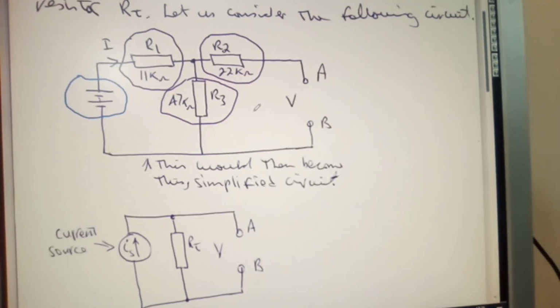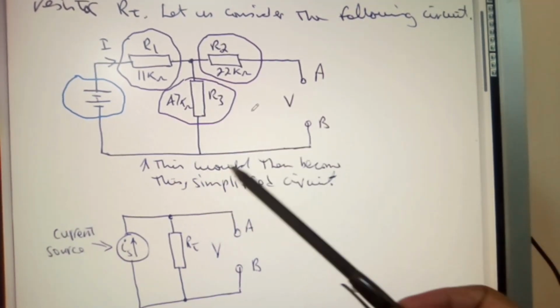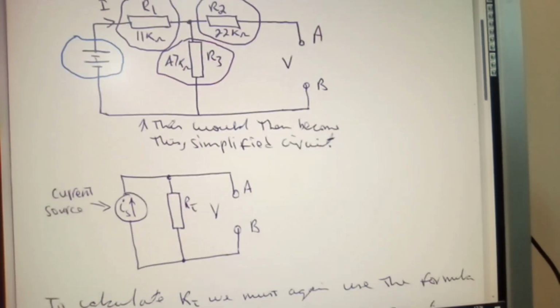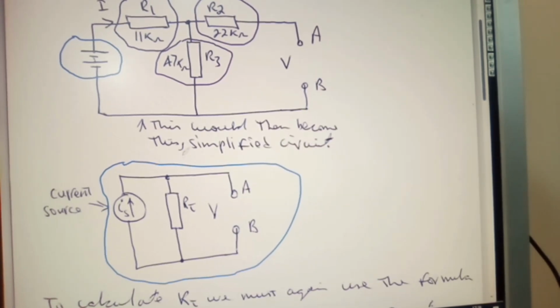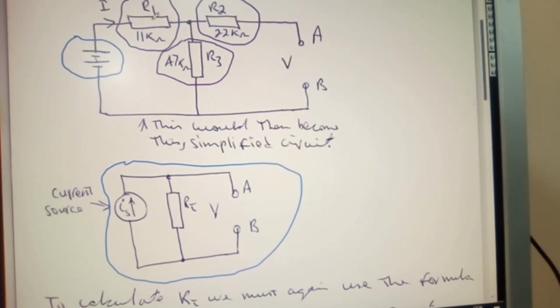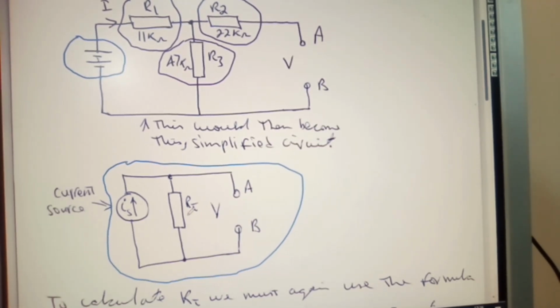Now this circuit here would then become this simplified circuit. Okay, this here is our simplified circuit. So what did we do to get a simplified circuit? We had to determine the values of R1 and R3 because R1 and R3 are in parallel. When you calculated these two values, the result would then be added to R2. So then that would get RT, the total value.